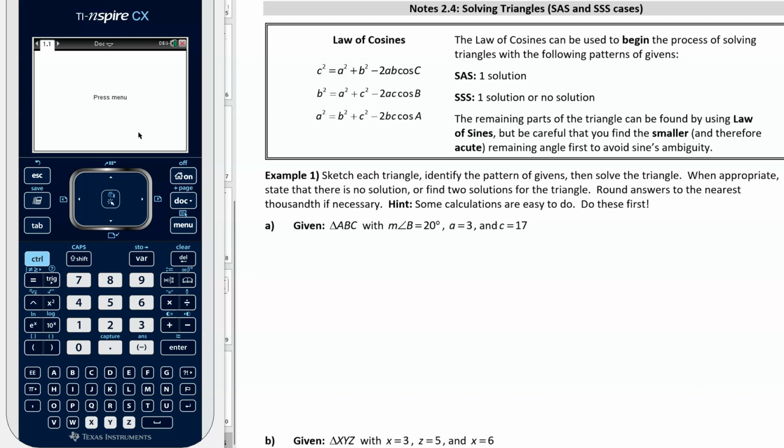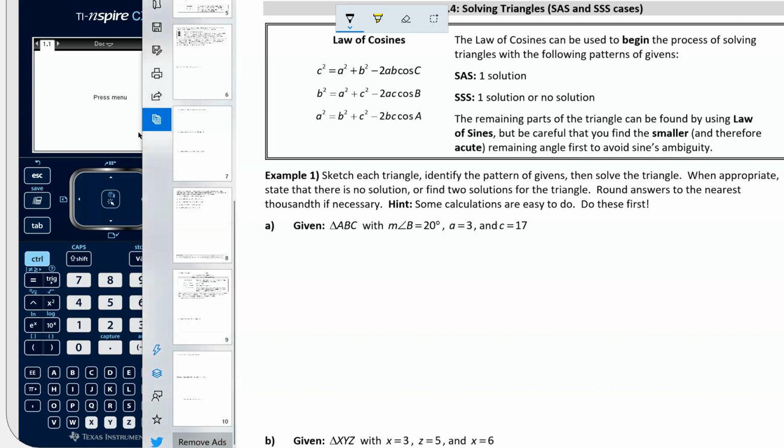In this section, we'll be talking about solving triangles that are of the SAS and SSS pattern of givens. For these triangles, we're going to use the law of cosines just to begin the process of solving the triangle. We'll finish up the rest of the parts of the triangle, usually with the law of sines.